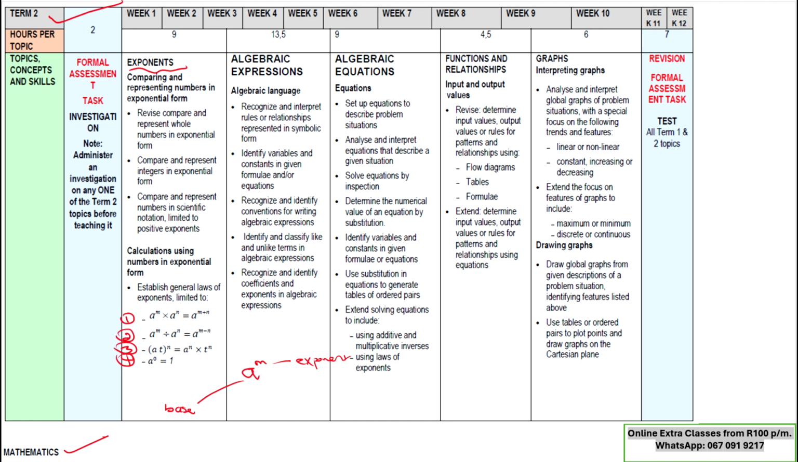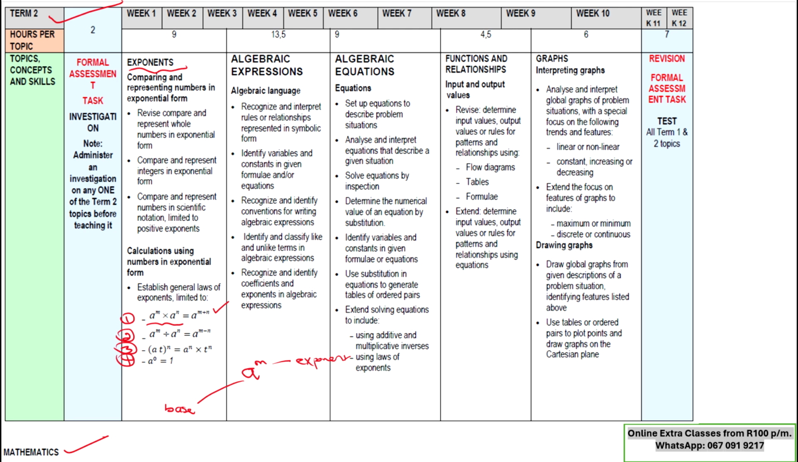So if we check the first law of exponents, we can see that when the base is the same, we simply add our exponents, right? When the base is the same, we simply add our exponents, okay?